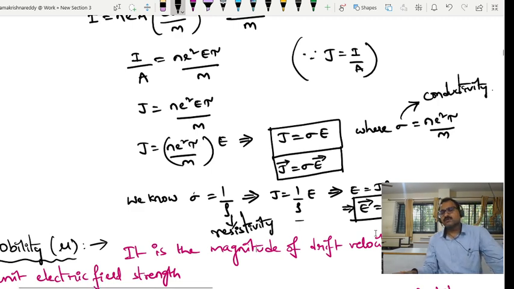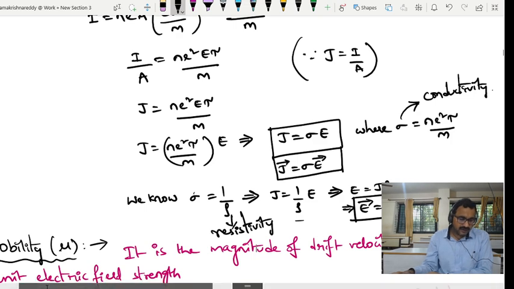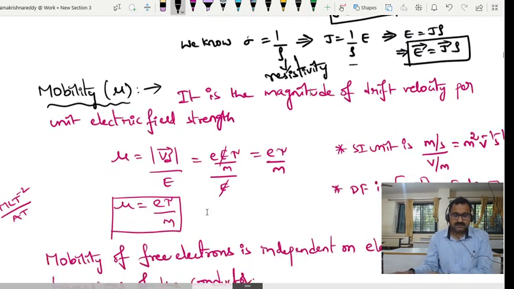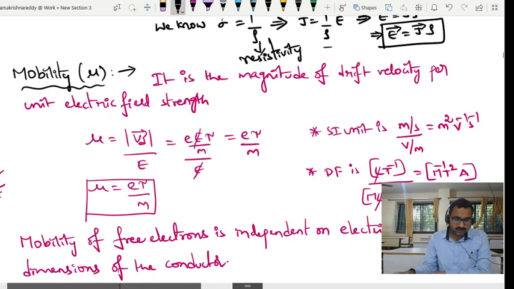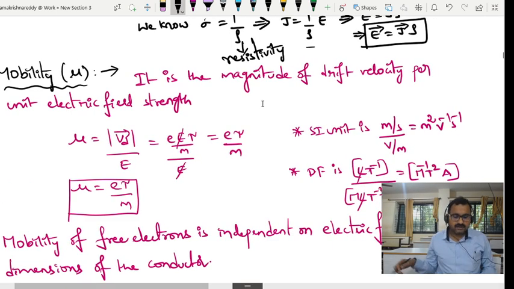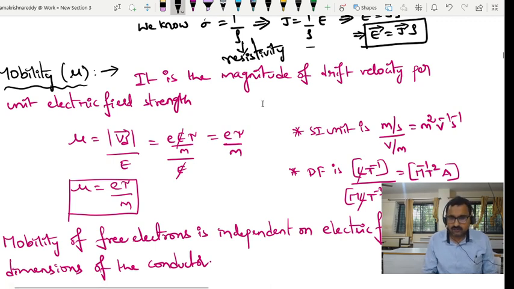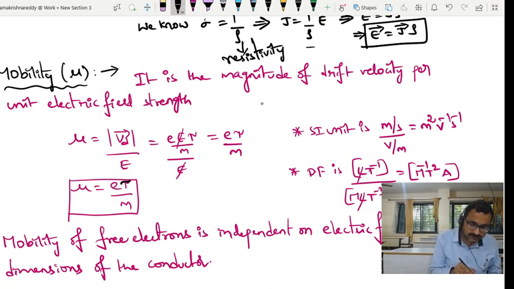Coming to the next one, mobility. It is also very simple: magnitude of drift velocity per unit electric field strength. This is the formula: mu is equal to Vd divided by E. But we already got the drift velocity equation. What is the equation for the drift velocity? E tau divided by m only. So after that E cancels, and we got E tau divided by m only.